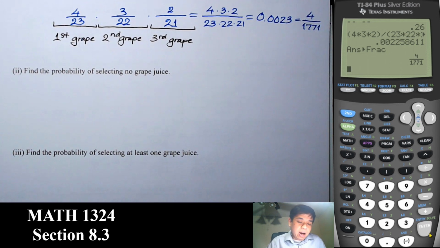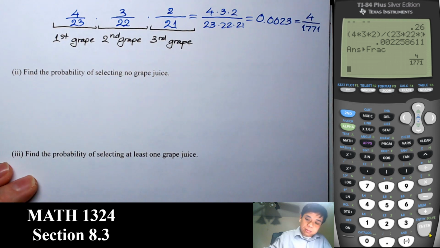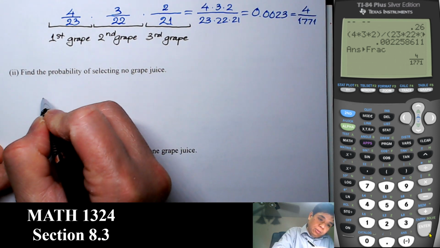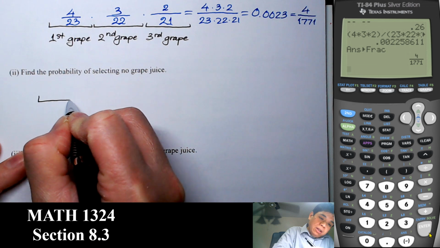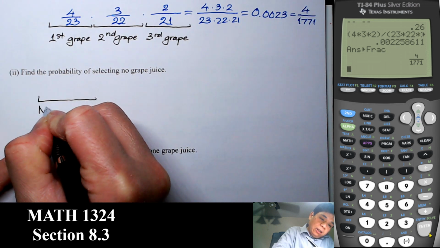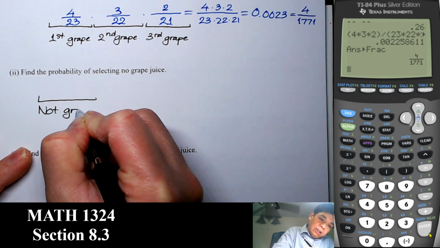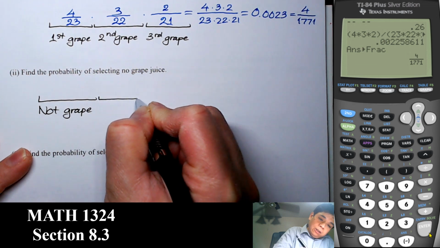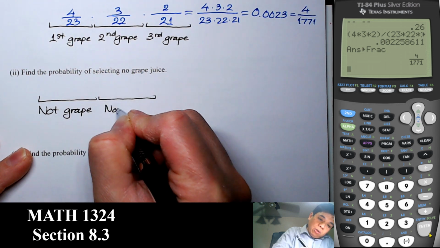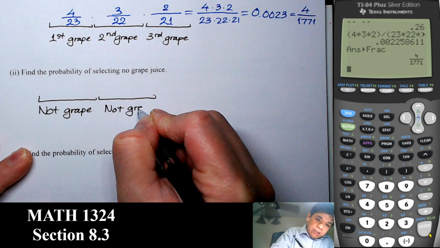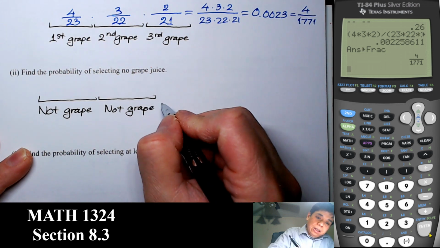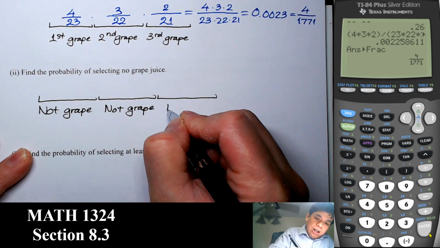Next, I'll find the probability of selecting no grape juice. So that means the first one is not grape, and the second one is also not grape, and the last one is also not grape.